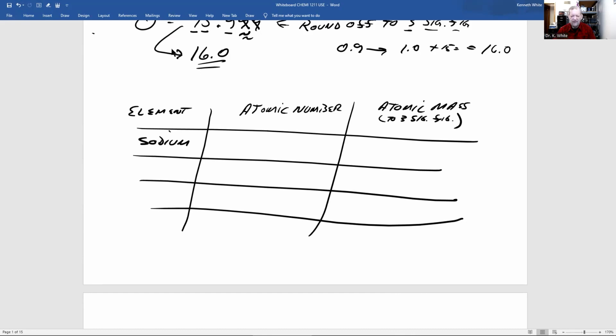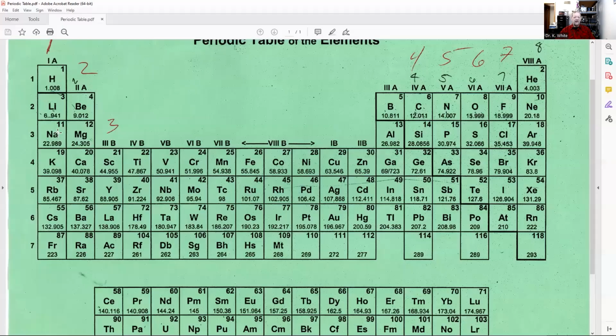Remember, the atomic number equals the number of electrons and protons in that element. So how do we do sodium? You should know the chemical symbol for sodium, Na. Now we go to our periodic table. Here's Na, an alkali metal. The upper corner is the atomic number. Underneath, you have the atomic weight, 22.989.